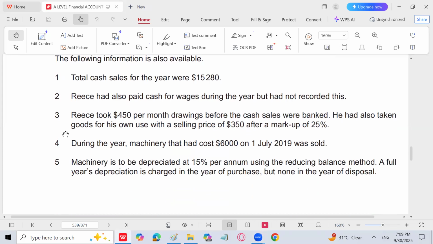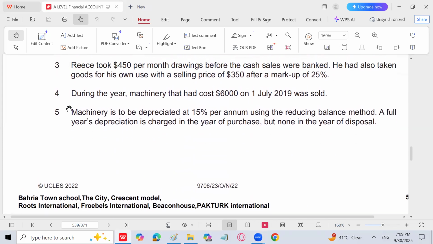Today we are going to solve a question from Incomplete Records, 9706 AS Accounting. This question came in October/November 22, 23.